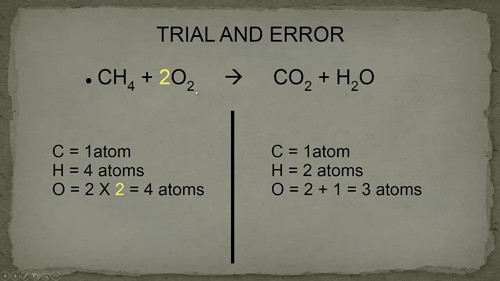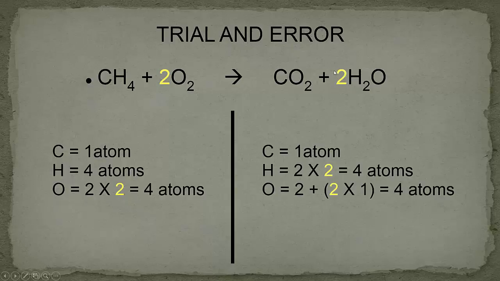We will have trial and error. We will try to write 2 here as coefficient of O2. So 2 times 2 equals 4 atoms. Now, on the right hand, it's 3 atoms. On the left hand, it's 4 atoms. Next step, we will try to write another 2 here as coefficient of water. So, for hydrogen, 2 times 2 equals 4 atoms. And for oxygen, we have 2 times 1 equals 2 plus 2 is equal to 4.